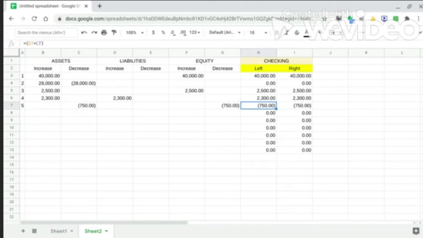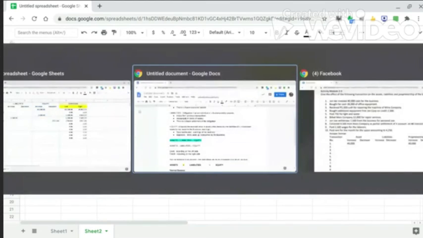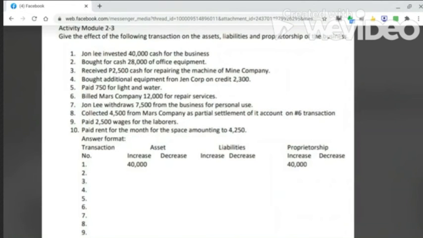So, billed Mars Company, 12,000 for repair services. So, binill niya si Mars Company. Ibig sabihin, nag-render si John Lee ng repair services kay Mars worth 12,000 pesos. Pero hindi sinabi dito na na-receive niya yung payment, unlike dun sa transaction number 3. Binill niya lang si Mars Company. So, ibig sabihin dito, na-render niya na yung service kay Mars Company. However, si Mars Company hindi pa nagbabayad.